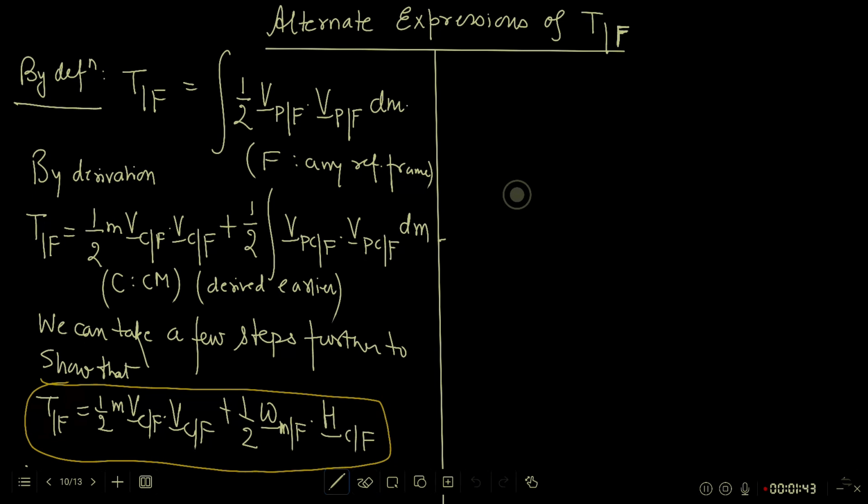Alright, what I am going to do next is to derive some alternate expressions for the kinetic energy of an RB with respect to frame F. So recall, by definition, this is what the kinetic energy of a body, of an RB, is. That P is a typical point.